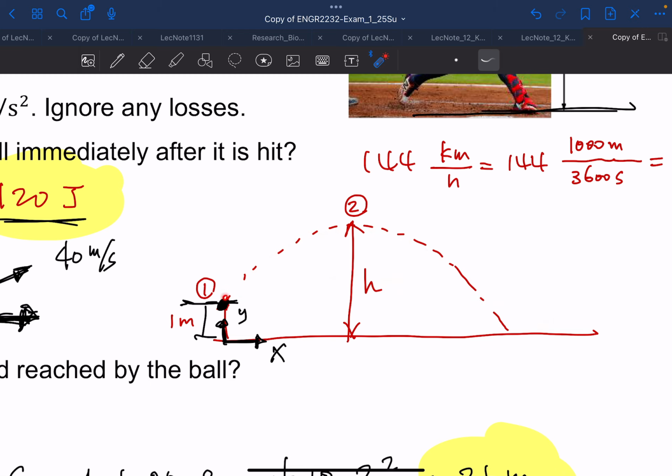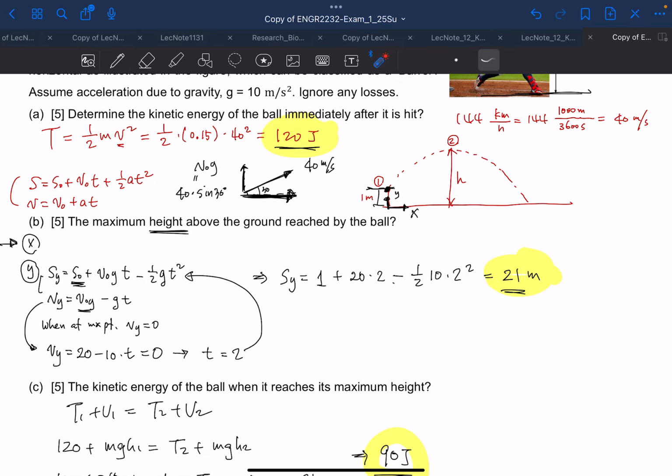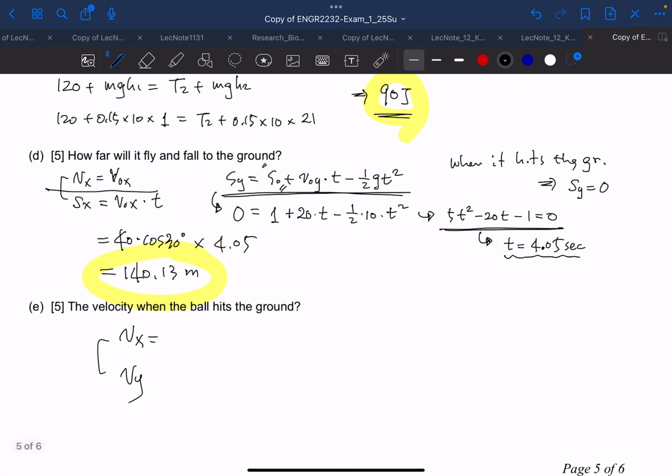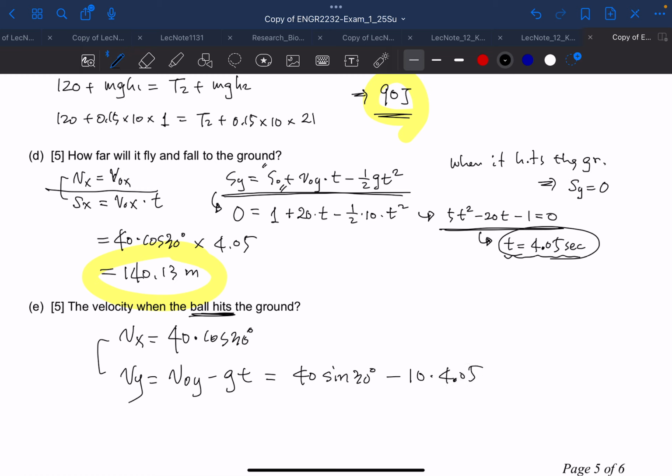However, the vertical velocity was large and getting smaller and smaller and stops, and then it's getting larger and larger like that, right? So this value is easy. That's nothing but 40 times cosine 30 degrees. And v of y is something we need to calculate, v_0y minus gt. And when the ball hits the ground, the time we just found out from there, so it's 40 sine 30 degrees minus 10 times 4.05.